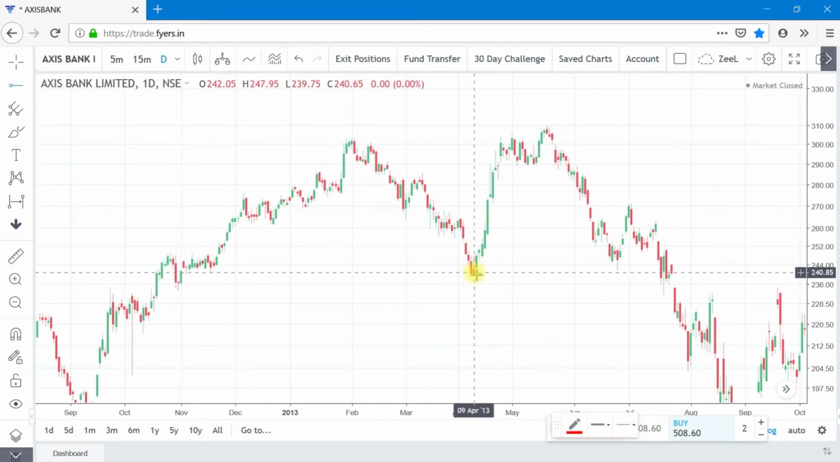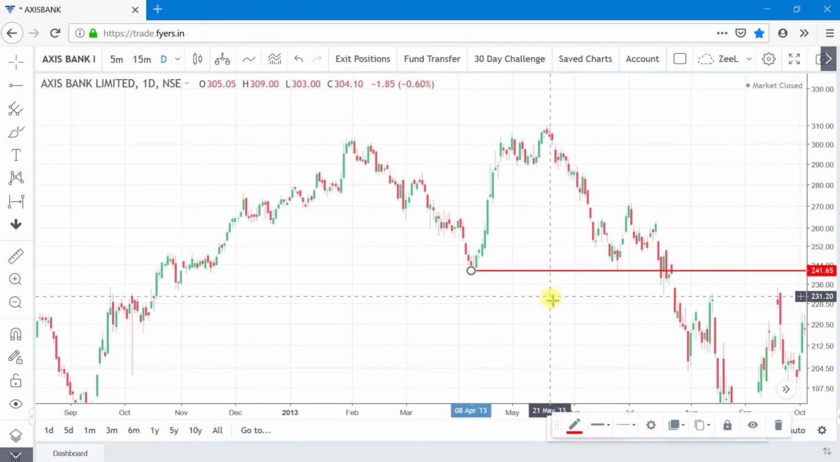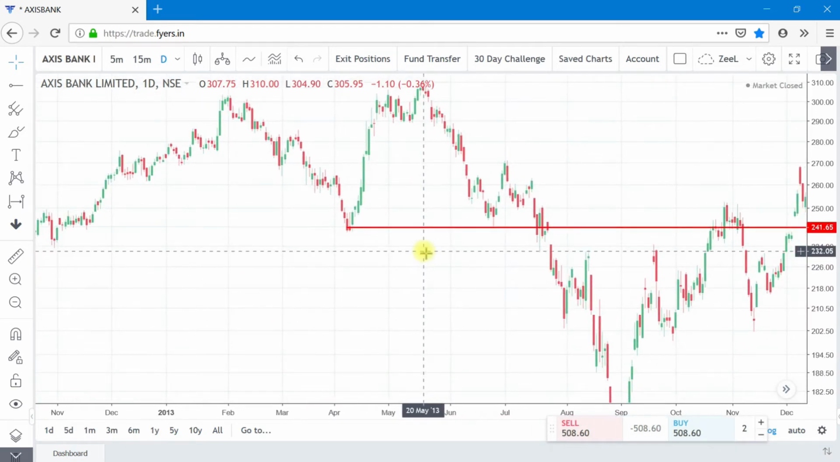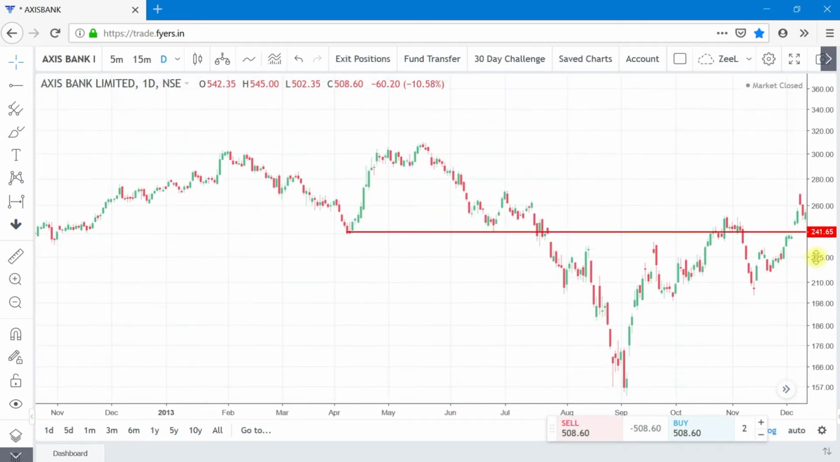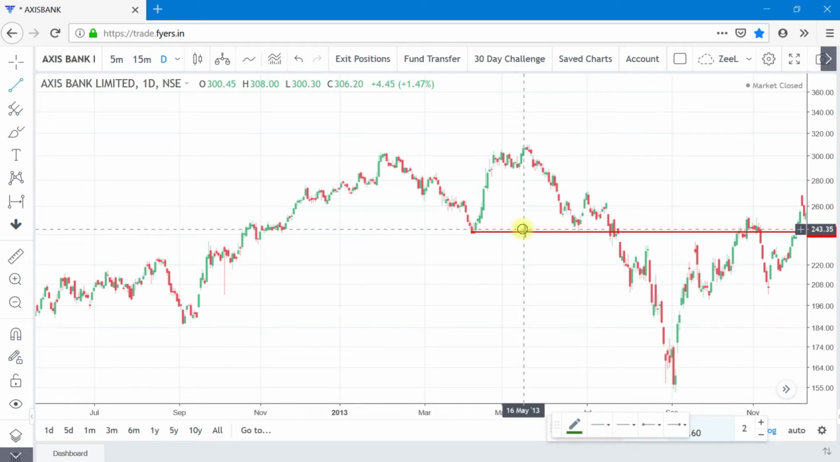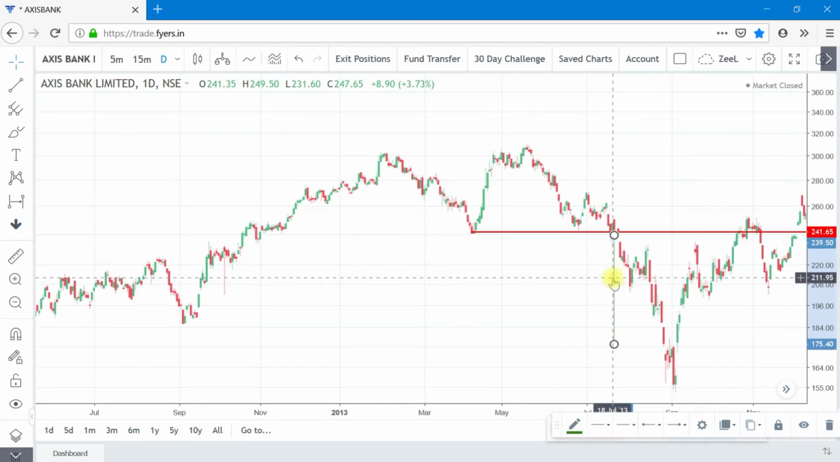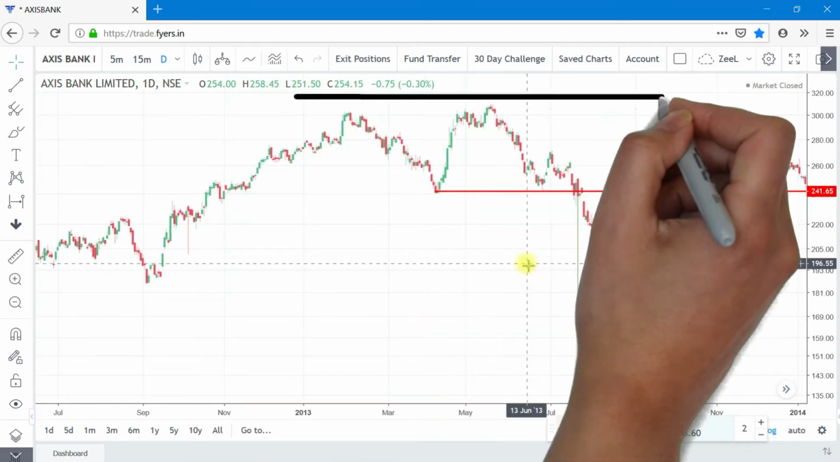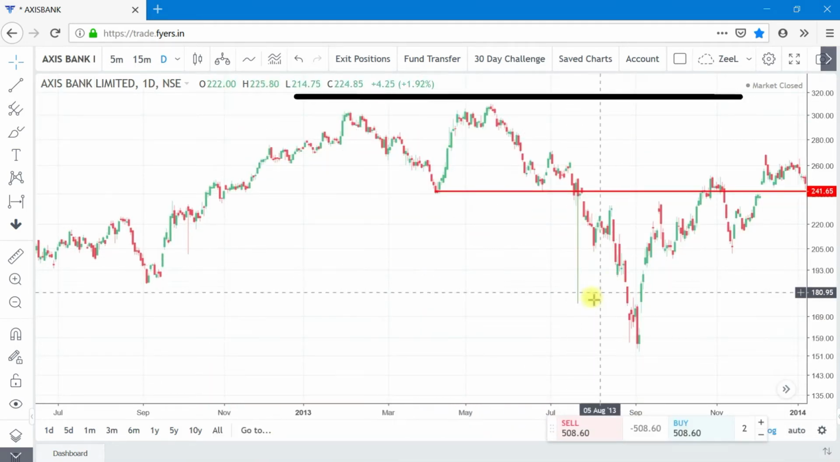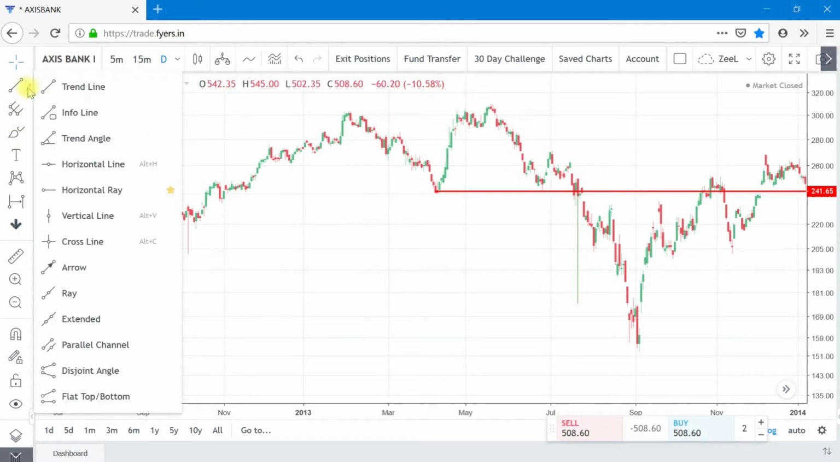Draw a neckline and if at all a candle closes outside it, you can take the advantage of the fall in futures or options market. For target, take the height of the top from the neckline and that will be the distance from breakout point. Stop loss, few pips above the swing high, or as discussed in the previous video, volatility based stop loss concept can also be used.